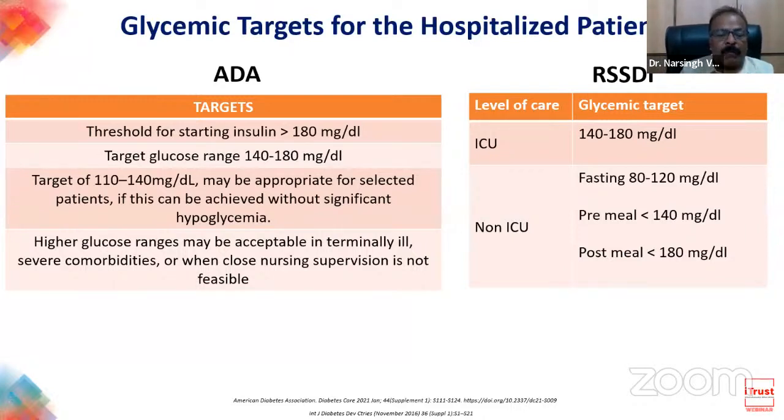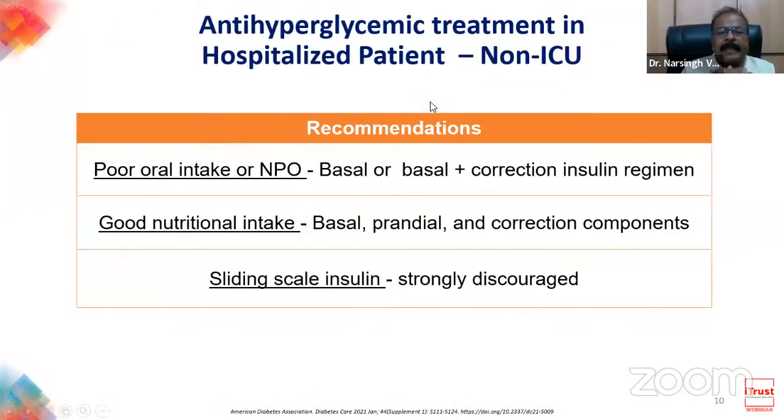RSSDI recommends the same target for ICU, and for non-ICU, fasting 80 to 120, pre-meal less than 140, and post-meal less than 140. I think they are saying almost the same thing in a different language. Next one, please. And here, the targets have been defined.